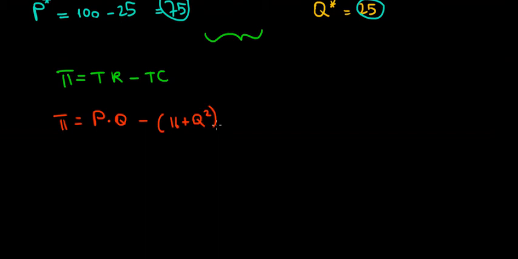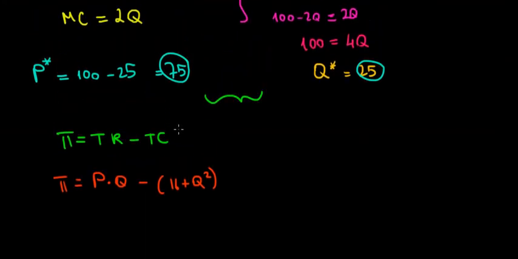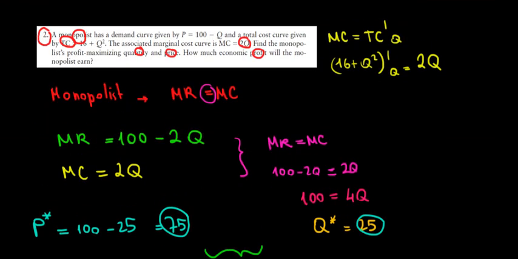Now let's work out the math over here. We know the price and we know the quantity. Let me go a bit above to have the data. So the profit is going to equal the price of 75 times the quantity of 25 minus 16 plus 25 to the power of 2. If we do the math, we will get a profit of 1234, and that's it. We answered the question. The profit, the optimal price, and the optimal quantity in the case of the monopolist, and we are done.